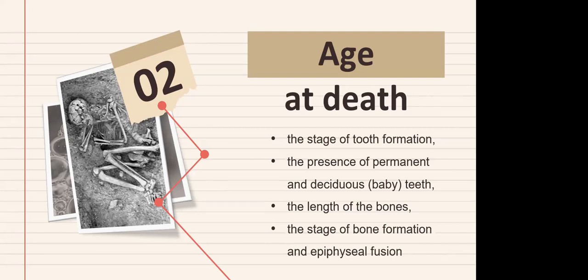So, another thing po na madedetermine natin from the bone remains is the age at death. So in sub-adults, the infants, kids, or teenagers, the growth and development rate is more predictable. So the age at death estimate for sub-adult is more precise. So in the case of adults, yung estimation po is based on the degenerative changes of the skeleton. So the estimated age interval at the time of death is broader. So in sub-adults, the most important aspects analyzed for determining the age of the bones are the stage of tooth formation, the presence of permanent and deciduous or the baby teeth, the length of the bones, and the stage of the bone formation and the epiphyseal fusion.